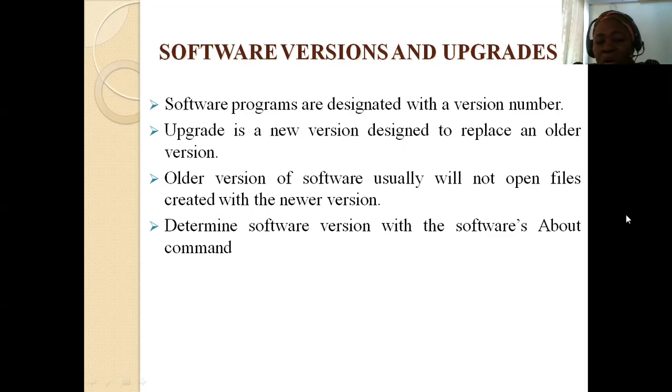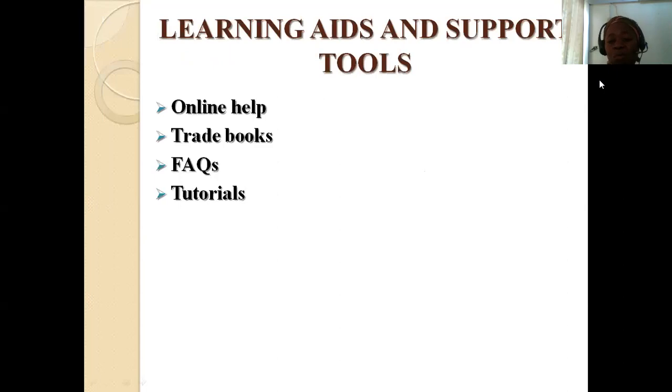So you want to know the version of your software. At any point that you want to know the version of your software, go to that software's About. Every software will have its About command. When you're launching, you see About, before you launch it. Usually you can also find it in properties. When you click that, it will show you the version number of that software.